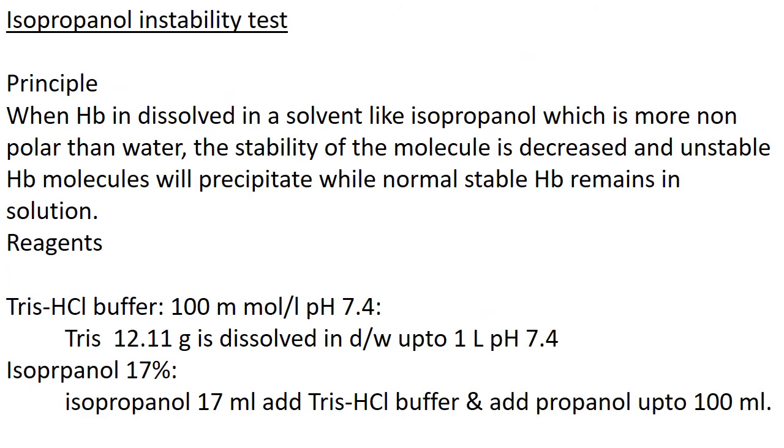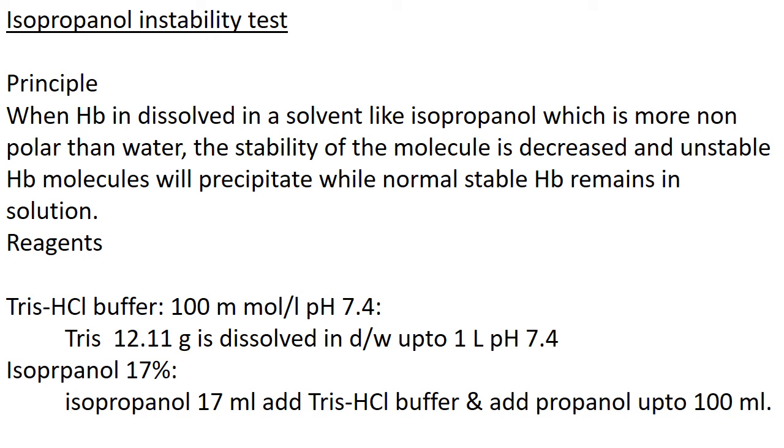The next test, isopropanol instability test. The principle of the test is when hemoglobin is dissolved in a solvent like isopropanol, which is more non-polar than water, the stability of the molecule is decreased and unstable hemoglobin molecules will precipitate while normal stable hemoglobins remain in the solution. This is the principle.